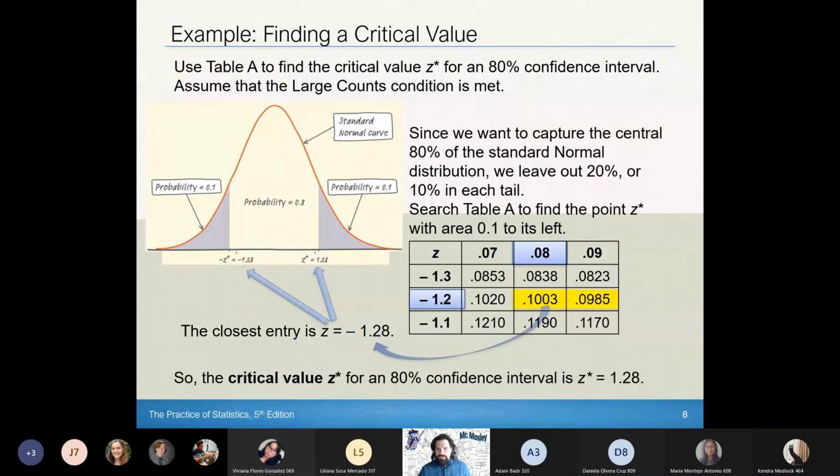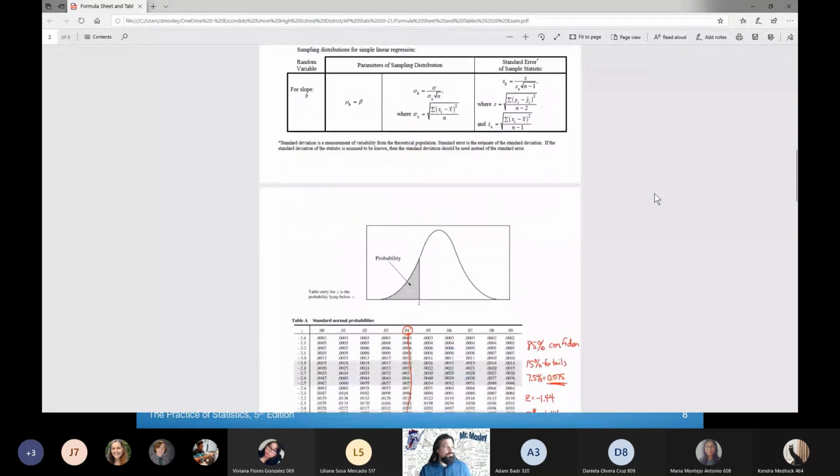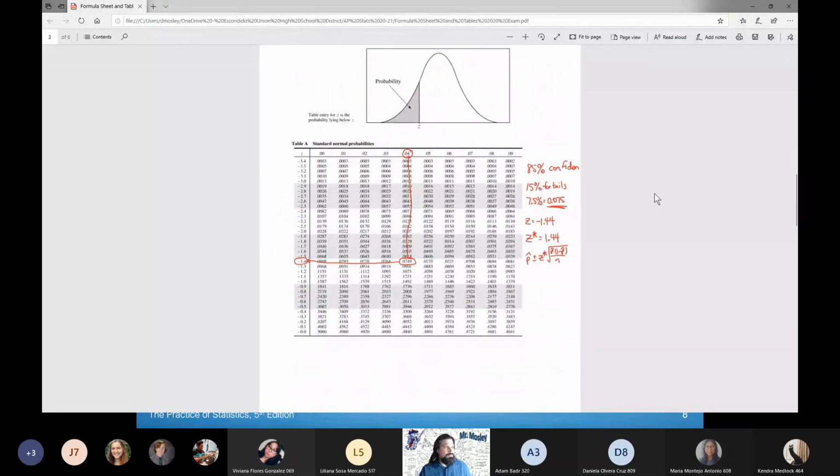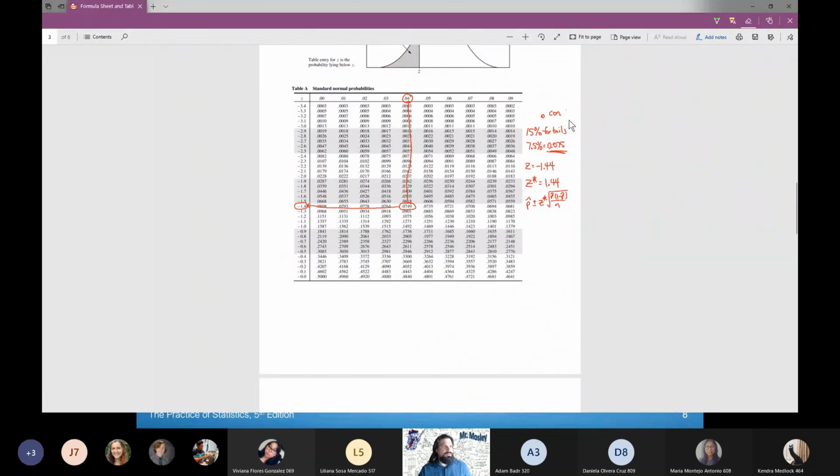Let me pull up the whole table. Sorry, we don't need all this on here. That was from something I did yesterday. Don't mind this stuff. It's a lot of notation. We're not there yet.